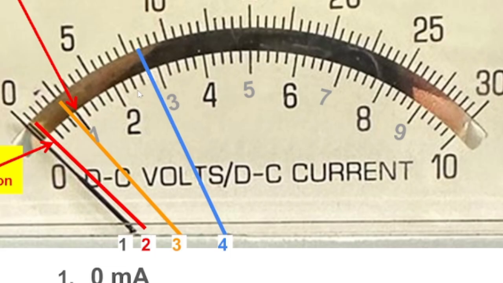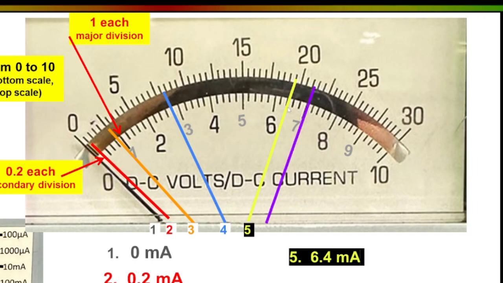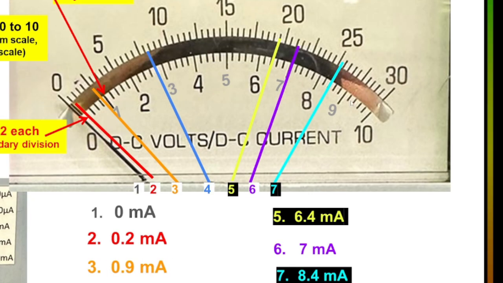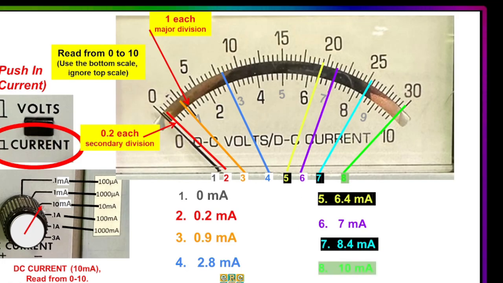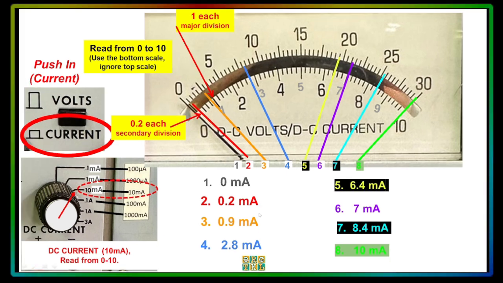Let's move on with number 4. What do you think this will be? 2, 0.2, 0.4, 0.6, 0.8. So this will be 2.8 milliamperes. The next one, 6, 6.2, 6.4. So this will be 6.4 milliamperes. How about the next one? It's exactly on the 7, so 7 milliamperes. And then we have 8.4 milliamperes over here, and the last will be 10 milliamperes. So I hope you understand, and let's try another one.